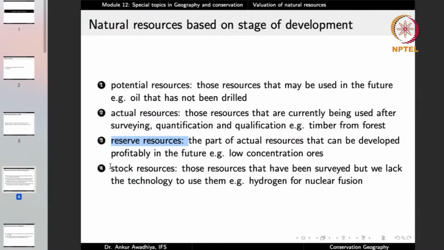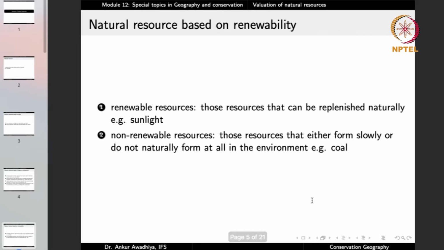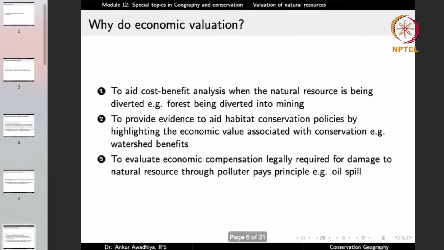Another category is stock resources, which are those resources that have been surveyed but we lack the technology to use them, such as hydrogen for nuclear fusion. Then we have also observed that on the basis of renewability, we can have renewable or replenishable resources and non-renewable or non-replenishable resources. And in most of these cases, we have to make a choice between whether we are going to exploit these resources or not, and if yes, to what extent.